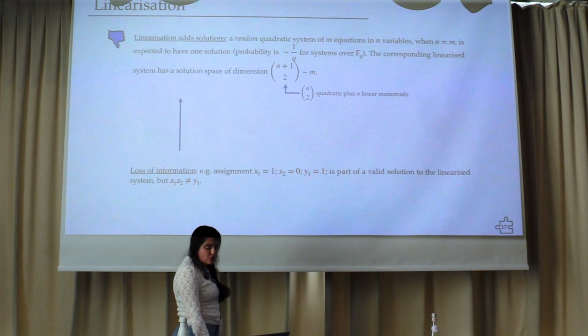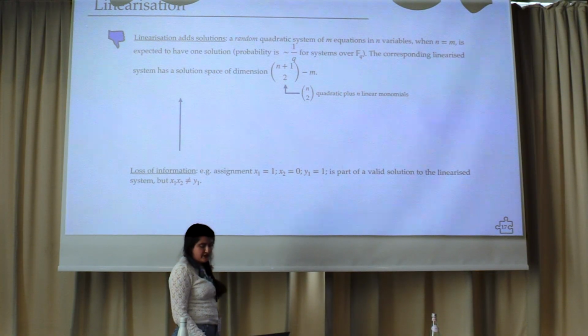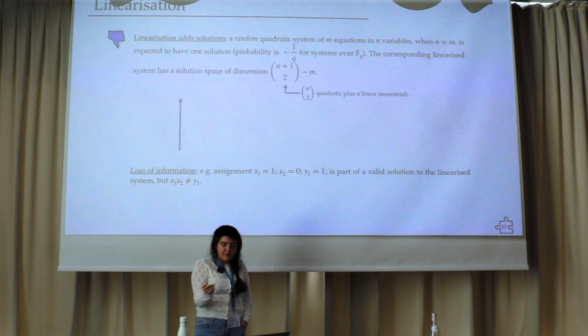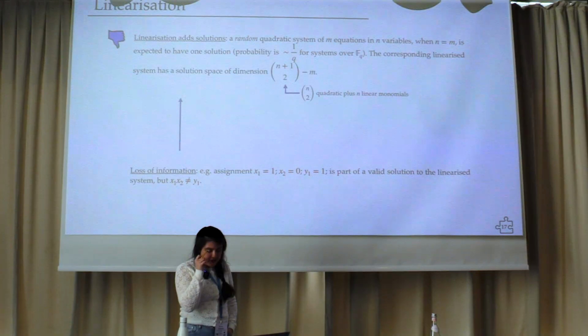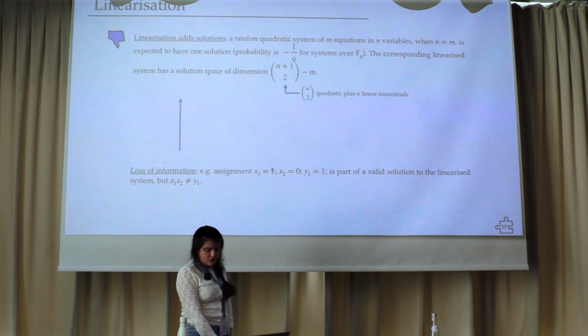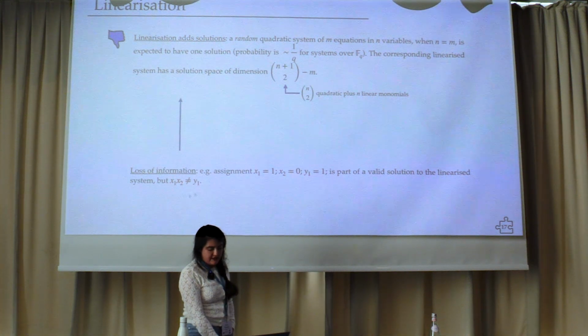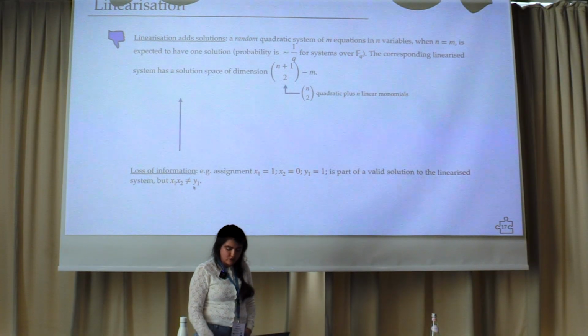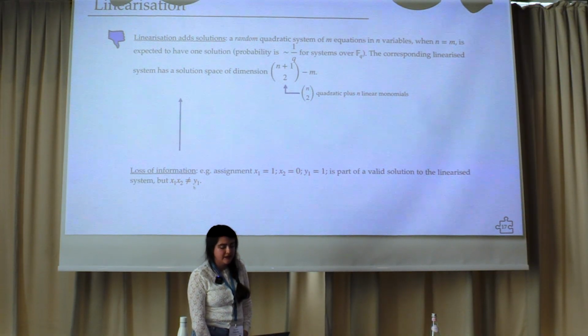It makes sense because you lost a lot of information by doing this. For example, your system doesn't know anymore that x1 times x2 is the same thing as y1, so you can have inconsistencies like this. This, for instance, might also be a valid solution to your system: x1 set to 1, x2 set to 0, y1 set to 1. But you don't satisfy this nonlinear constraint. That is why this doesn't work immediately, but it is still a pathway to what we're going to do next.